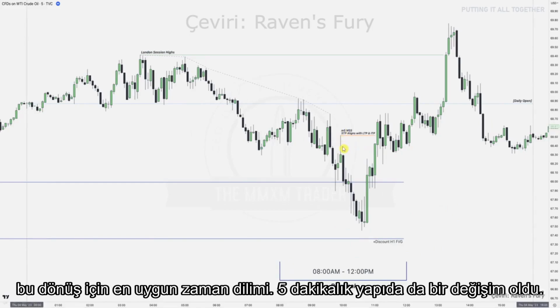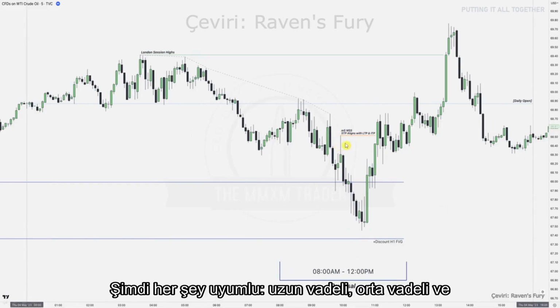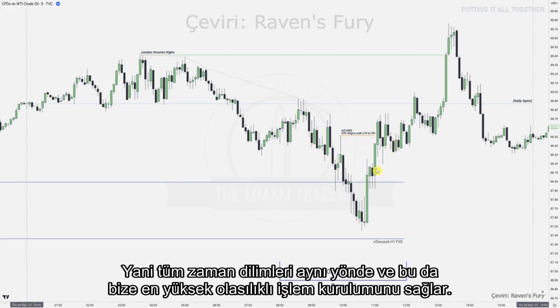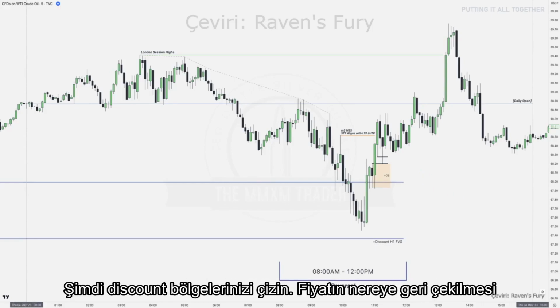So now we have everything in line, right? Long term, intermediate term, and then that short term perspective is in line right now too, because we're breaking structure upwards, right? So all the time frames are in line, and now this gives us the most high probability trade setup you can get. Draw out your discount arrays, right? Where do we want to enter, right? Where is it logical for price to retrace back into and then continue up?